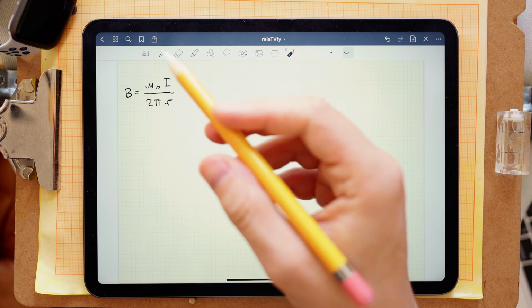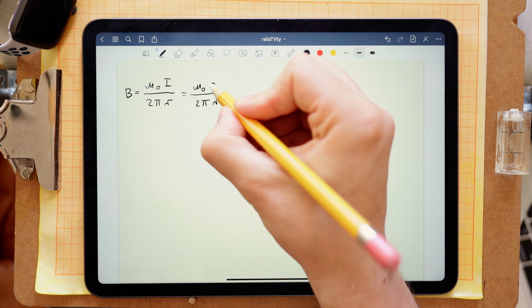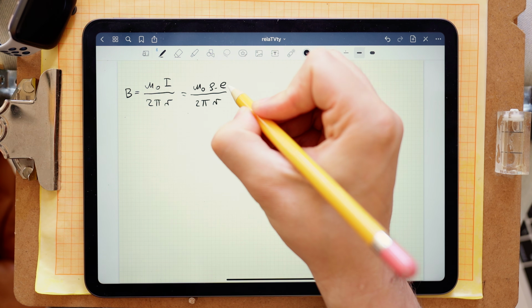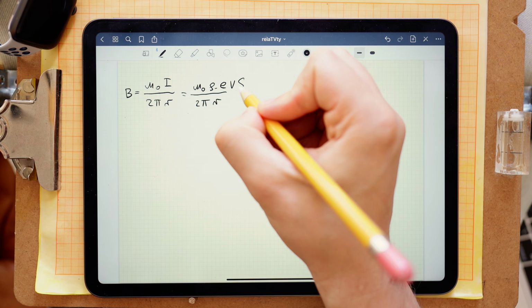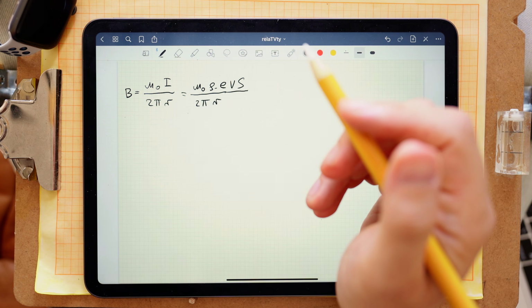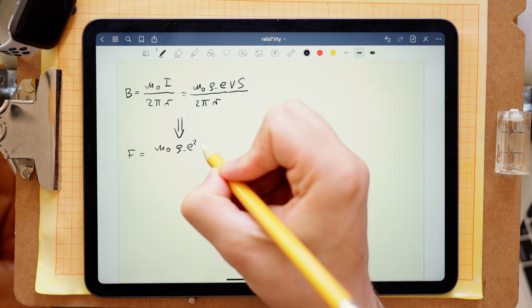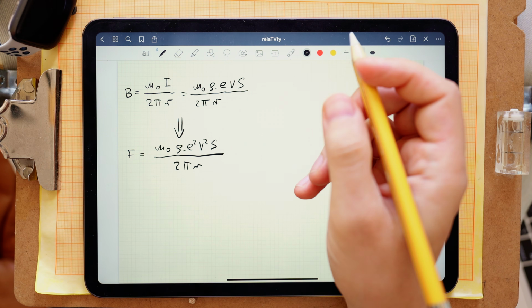We can also re-express the current intensity as the product of the electron concentration that we'll denote with rho minus, electronic charge e, velocity of electrons v, and the cross-section area of the wire S. And we can use all that to compute the magnetic force given by the following expression.